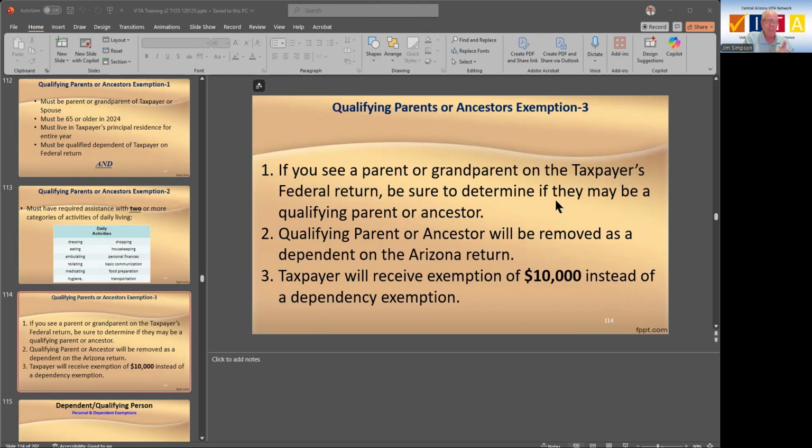The benefit is they get an additional exemption on the Arizona return of $10,000, meaning that's a deduction that they get off of their gross income. And in Arizona, we have a 2% flat Arizona tax rate. So if they do qualify for this, it would be worth $200 to the taxpayer.